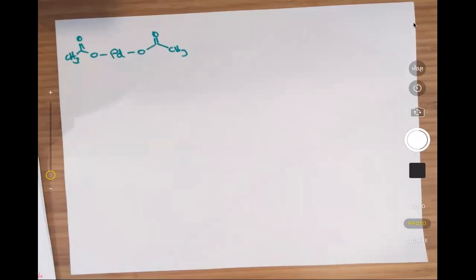Let me see, where were we? Okay, we were with the... let me remove this here. Okay, so we were with the palladium bisacetate complex.